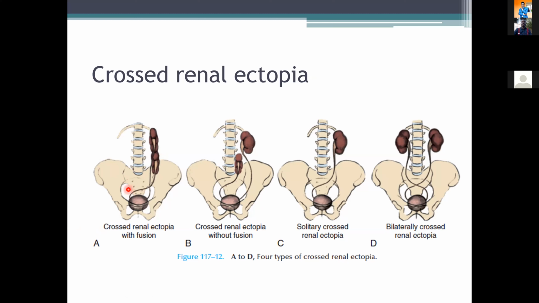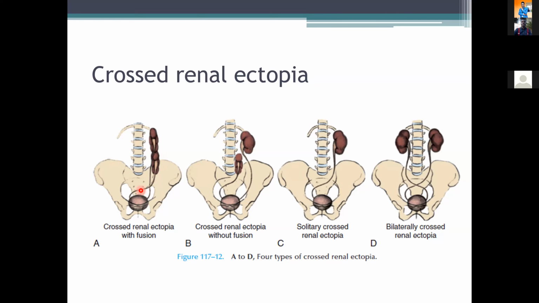Like, for example, this one is crossed renal ectopia with fusion, and you can see that the kidney on the lower side, this one here, actually is the one that crossed, because its ureter attaches to the bladder on this side, and it just crossed to that side. It is very common that the kidney that crosses is the one that is lower. In other words, its upper pole attaches to the lower pole of the upper kidney.